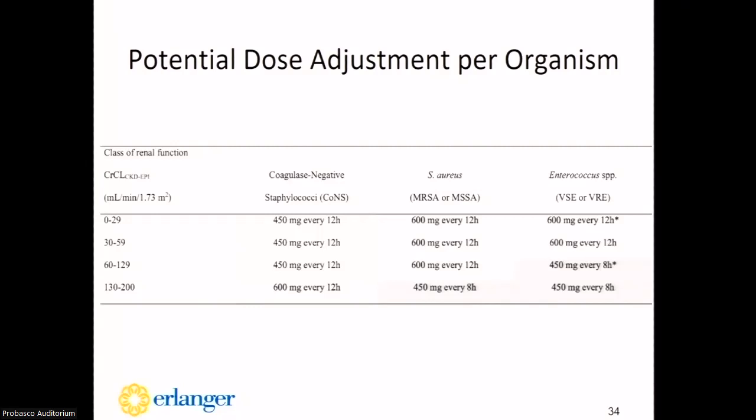When we look at the conventional dosing of linezolid at 600 milligrams every 12 hours, we can see that for Staph aureus, this may be an effective dose unless the patient has high renal function. But for cases of enterococcal infection, this dosage regimen may only be effective for those with renal impairment.